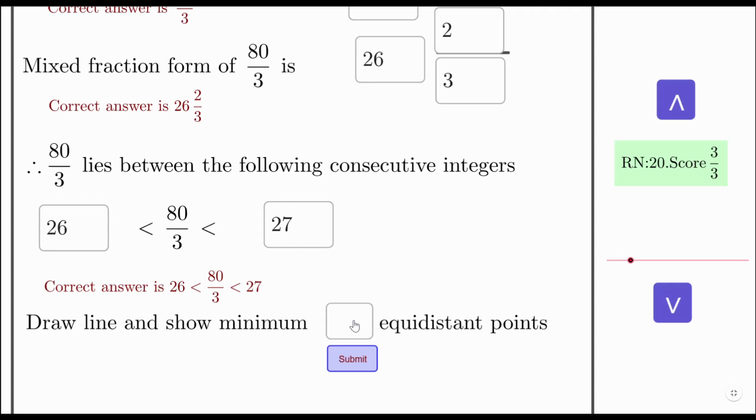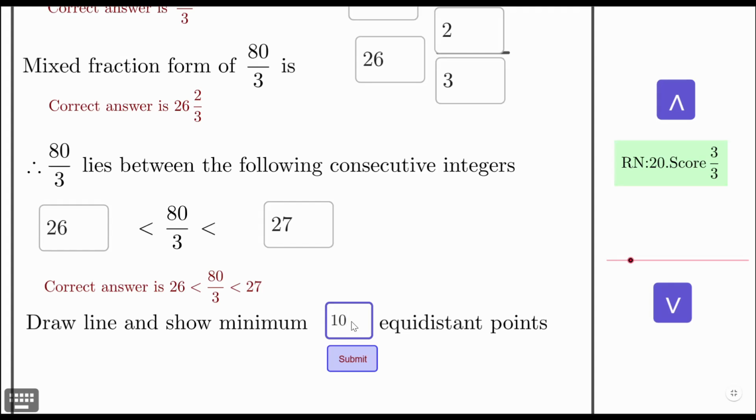Now to plot 80 by 3, we are going to divide each unit in 3 equal parts. And since we are going to show four numbers 25, 26, 27 and 28, we need some minimum number of lines. So to find out minimum number of ticks on the number line or equidistant points on the number line, multiply this denominator 3 by 3 and add 1. 3 threes are 9 plus 1 is 10.